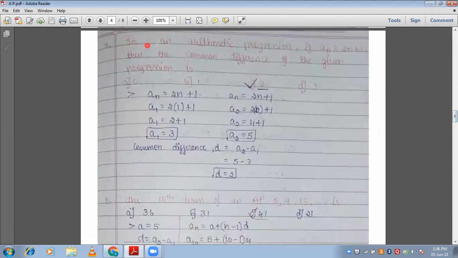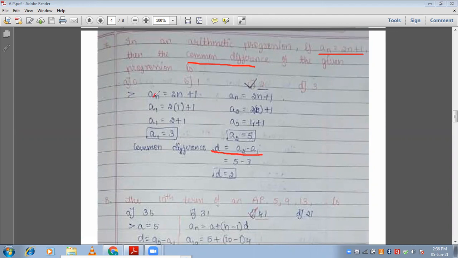Next, seventh question. In an arithmetic progression, if an is equal to 2n plus 1, then the common difference of the given progression is dash. You need to find out the common difference D. The given an is equal to 2n plus 1. Now find out a1 and a2. Obviously we know the difference D is equal to a2 minus a1. Correct? Yes. Find out a2 and a1.